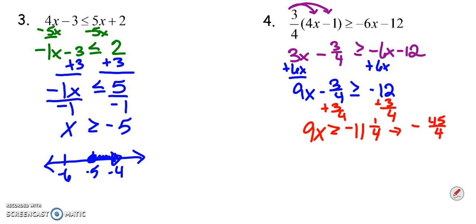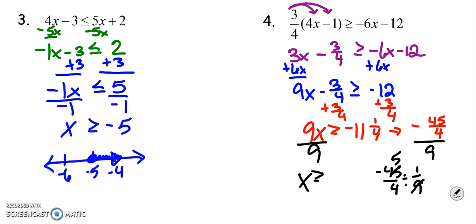So when we finish up and we divide by 9, it's a positive 9. Right, that's the same thing. We do negative 45 over 4 divided by 9. You can do that on your calculator, or that's the same thing as multiplying by 1/9. So that would give us x being greater than or equal to negative 1 and 1/4. So on our number line, we need a negative 2, negative 1 and a 0, negative 1 and 1/4.